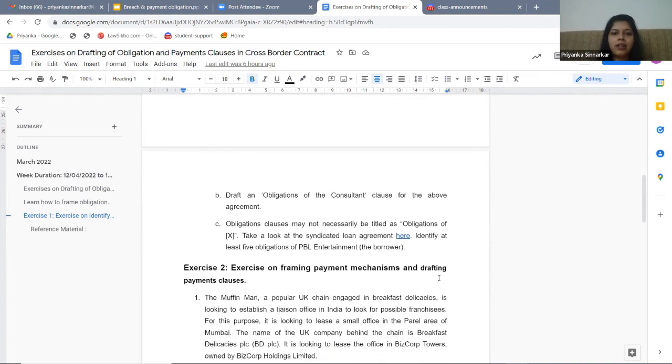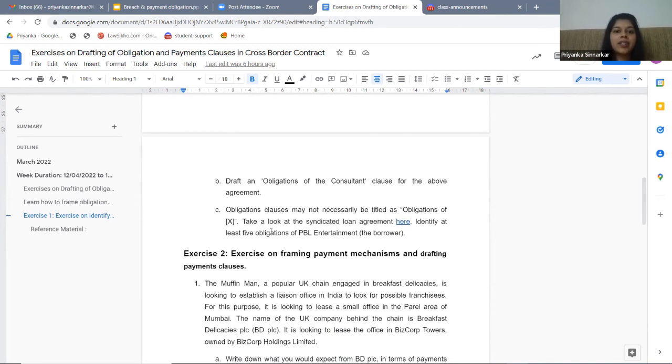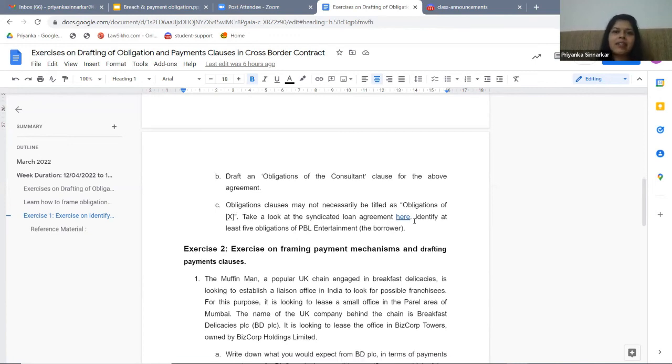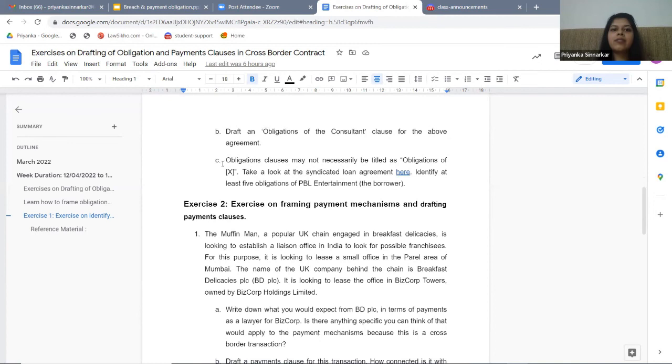And identify at least 5 obligations of PBL Entertainment, the borrower. Here you have a syndicated loan agreement, and from this you have to list 5 obligations. Just identify and list them down. That's as simple as that. Basically the third question does not have much of a reference to ABC LLP.